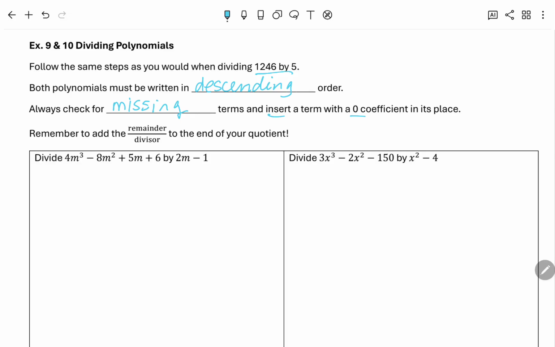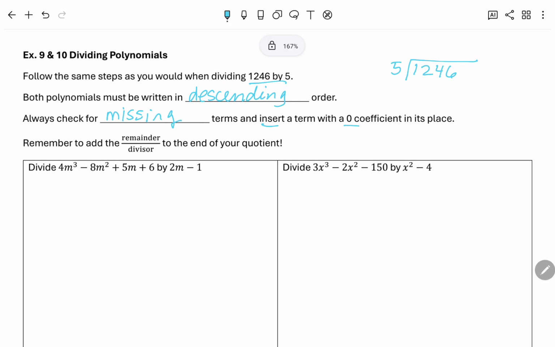So let's just review real fast. If I were to ask you to divide 1,246 by 5, and you're like, well, that's a big 4-digit number, and we just take it piece by piece. So what about, can you do 12 divided by 5? Well, sure. You can say that 5 goes into 12 2 times, and that gives you a value of 10, and you subtract, and you're left with 2. And then now you can bring down your 4.